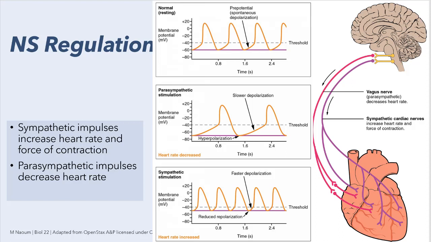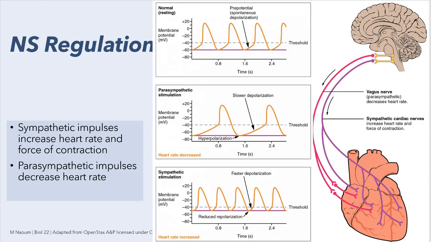The parasympathetic response is the opposite. It works on decreasing heart rate by decreasing the rate of depolarization of the SA node, which will lead to a decrease in heart rate and force of contraction. Both these divisions of the autonomic nervous system can work together to regulate heart rate depending on the body's needs.